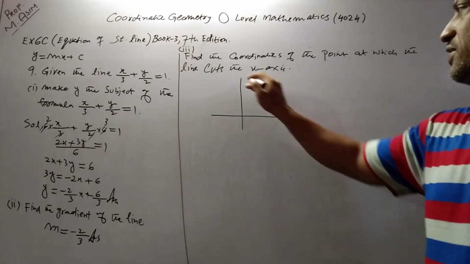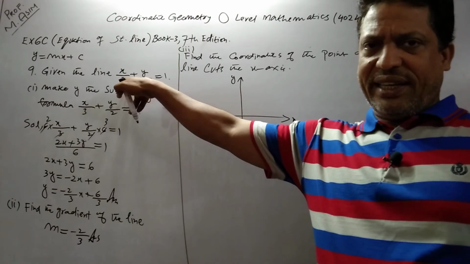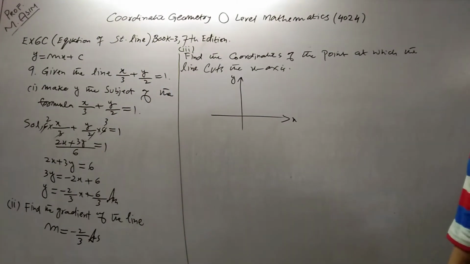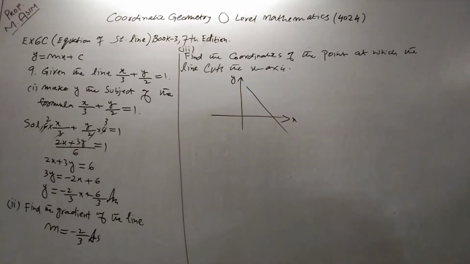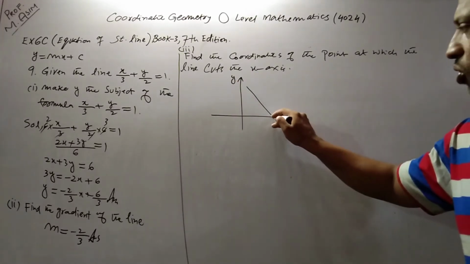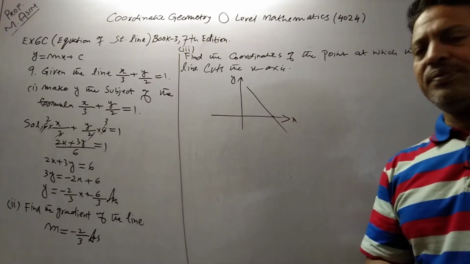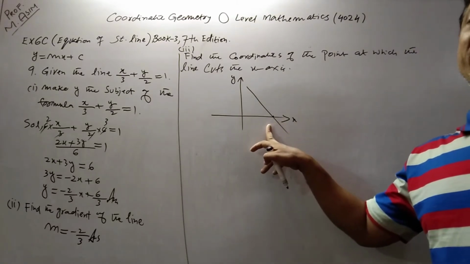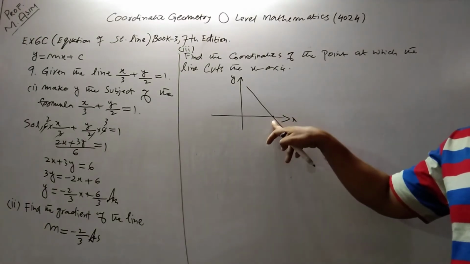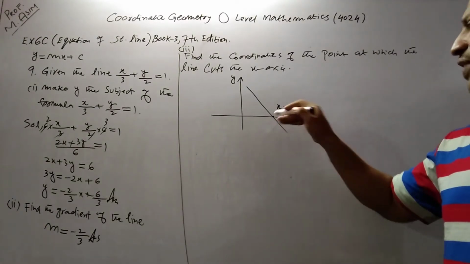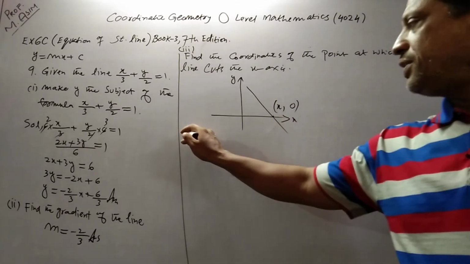This is the x-axis, for example. This is the y-axis, and this is the line. This is the given straight line. So if we plot roughly this straight line, we have to find the coordinates of the point where the line cuts the x-axis. Students, you know, on the x-axis the value of y is always 0. Therefore, for the coordinates of this point, the value of x is x and the value of y is always 0.